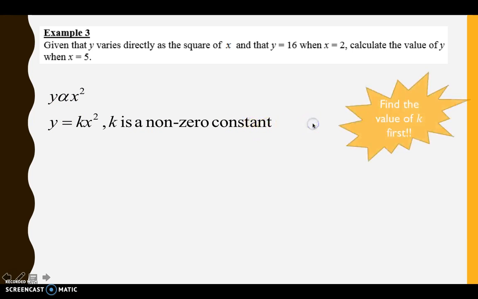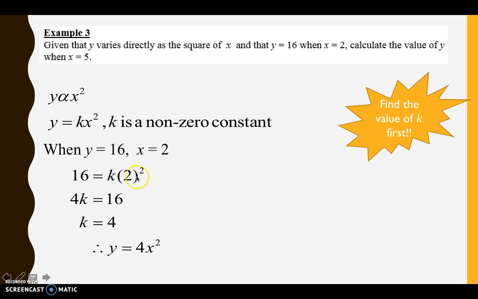Okay, so same thing, find the value of k first by substituting the values of y and x that correspond to one another. So when y equals 16, x equals 2, substitute that in, and I should be able to find the value of k. So therefore, I have y equals 4x squared. So can I calculate the value of y when x is 5? Yes, all I have to do is to substitute x equals 5 into the equation to get y equals 4 times 5 squared, which is 100.